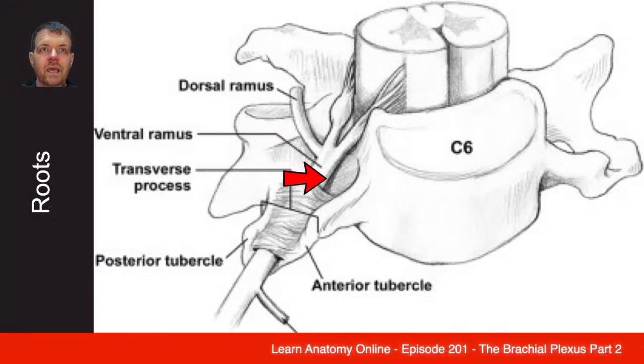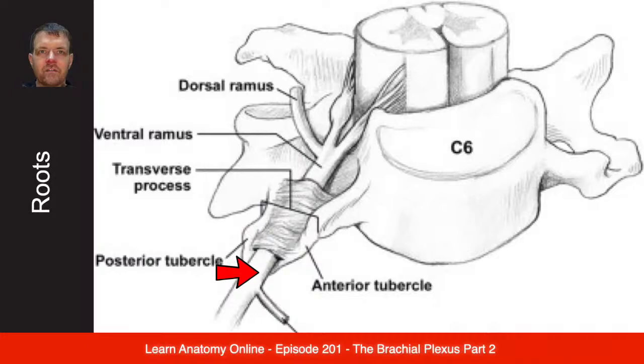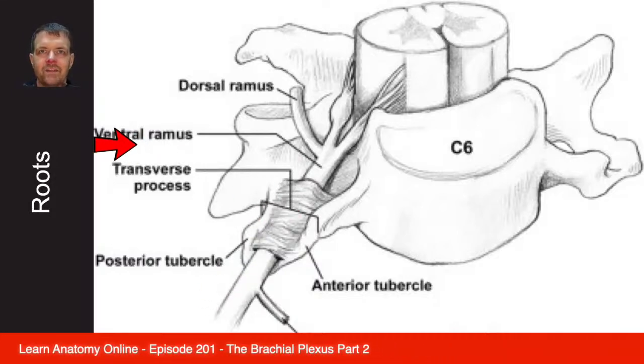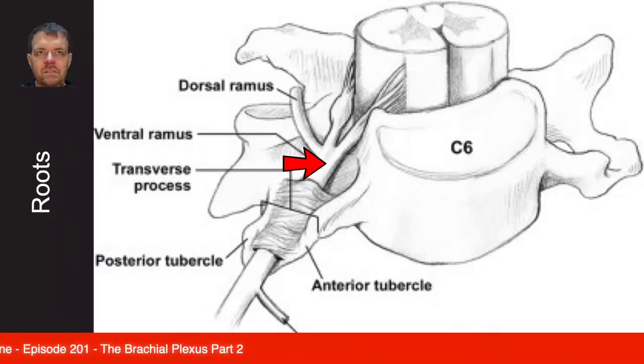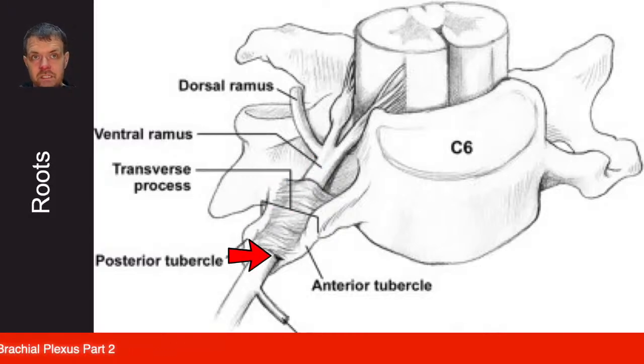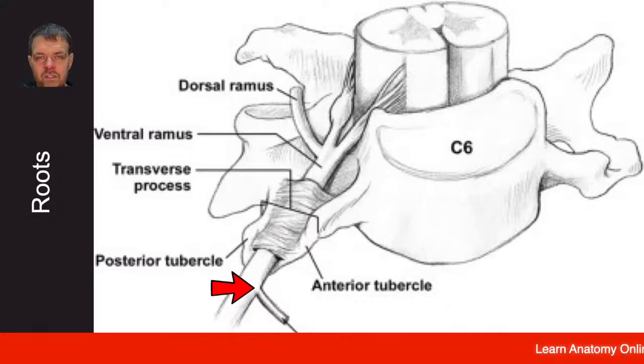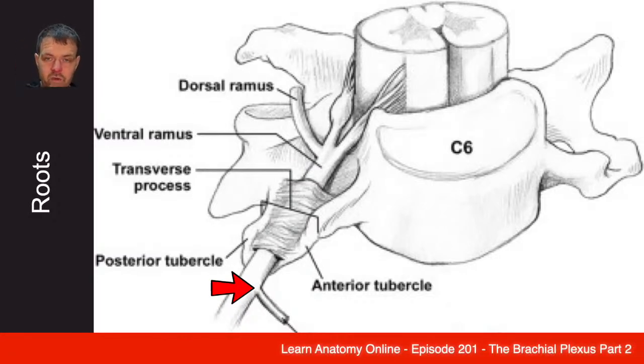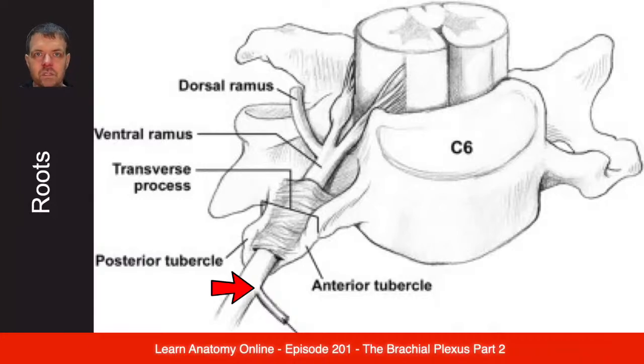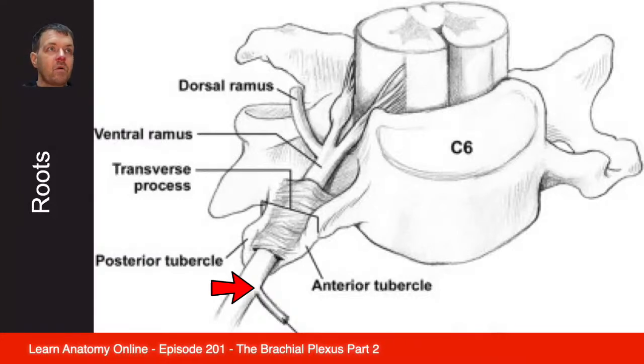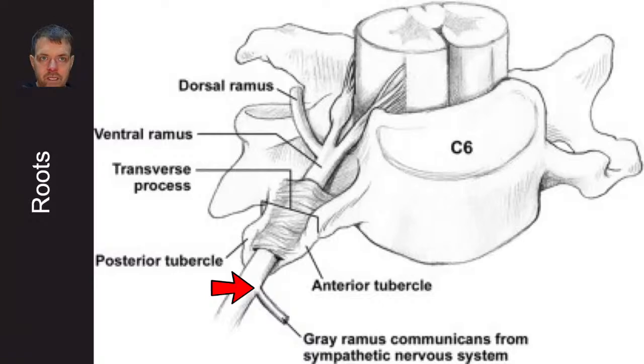level. And then as the nerve emerges around here, this is called the ventral ramus, so the front branch. So this is the front branch, that's the back branch. And this front branch is the bit that then forms, or joins to form, the brachial plexus. Okay, so just a quick recap on those.